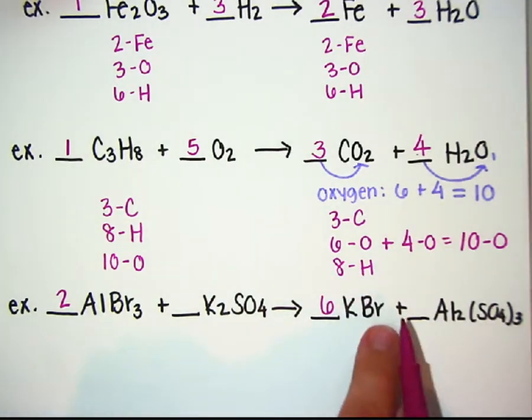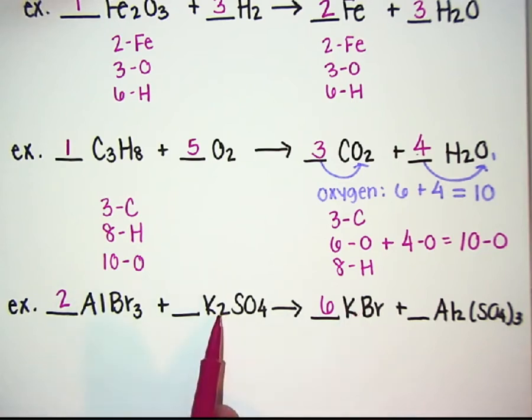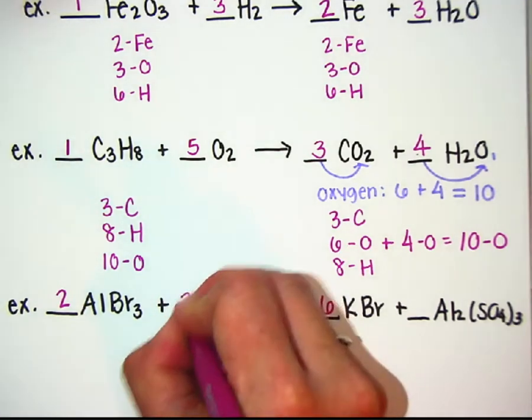I now balanced these bromines, but that changed the number of potassiums. Now I have 6 potassiums. Over here I only have 2. So what coefficient times 2 gives me 6? 3.